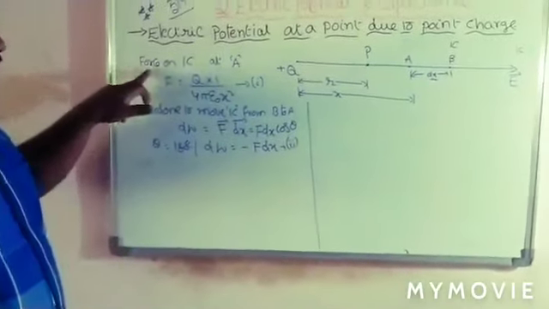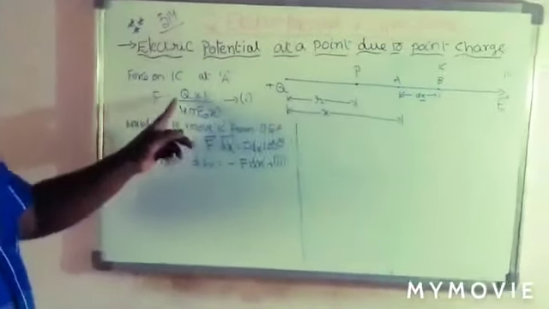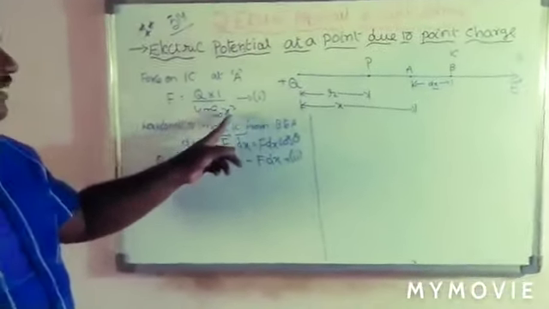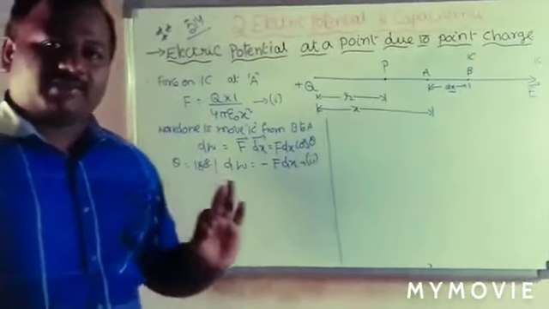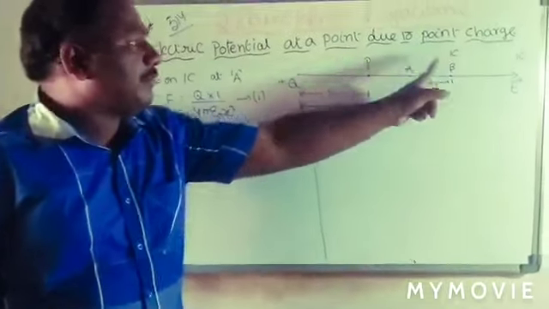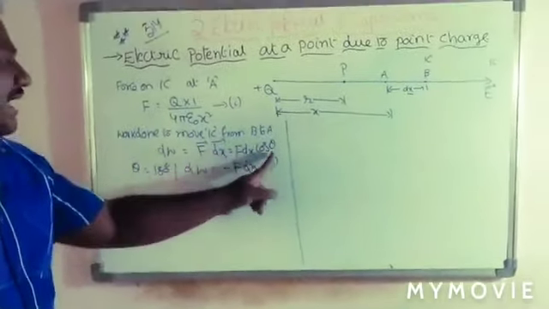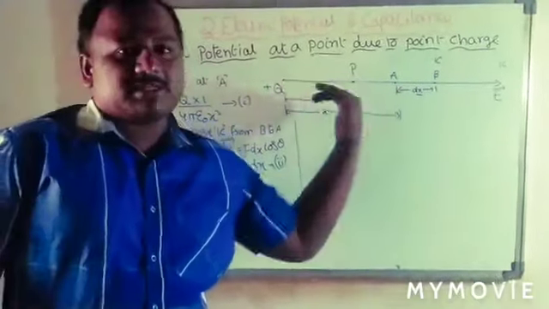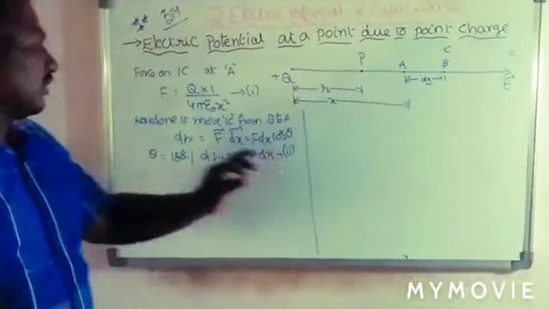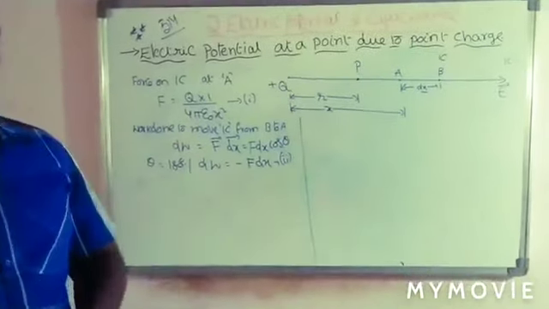Here the force on the 1 coulomb charge at point A is, from Coulomb's law, Q into 1 by 4 pi epsilon x square, taken as equation 1. Next, the work done to move the 1 coulomb charge from B to A is nothing but force into displacement. Here the angle between force and displacement is 180 degrees, so we take dW is equal to minus F into dx.